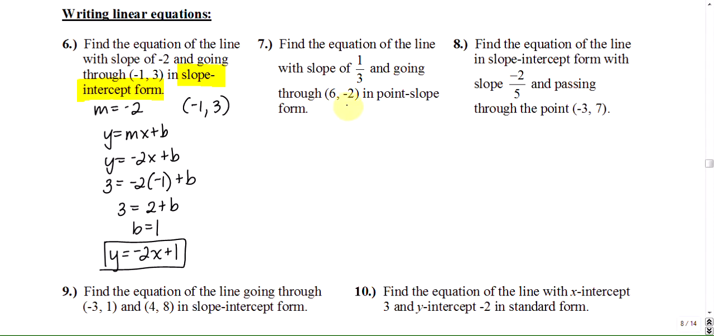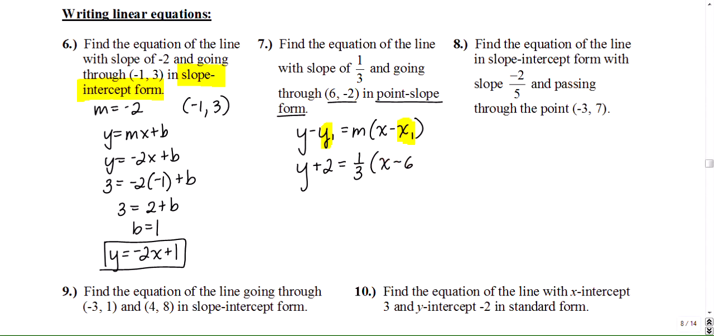Number 7, find the equation of the line with the slope of 1/3 going through the point 6, -2 in point slope form. I really like point slope form. Here it is again in its raw form. And these have 1s next to them because it's just telling you need to actually have values for that. That's your point. So y minus -2, which is going to be y plus 2, equals 1/3 x minus 6. There's my answer. I'm done.